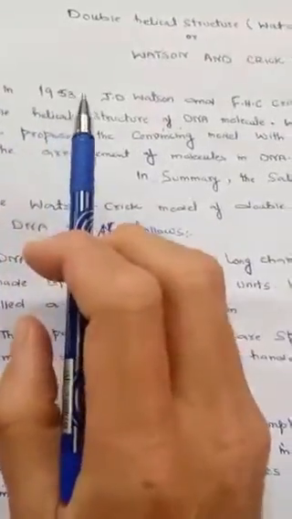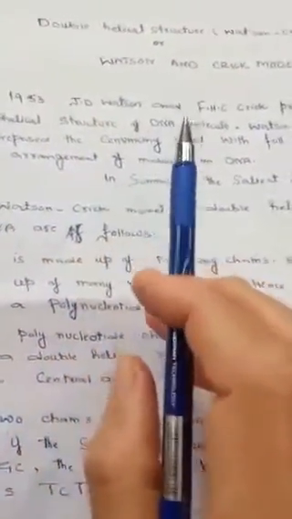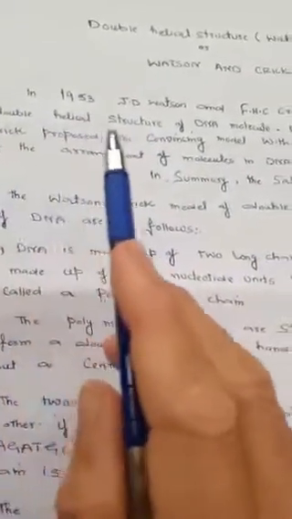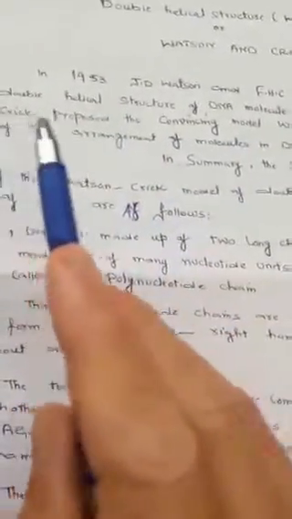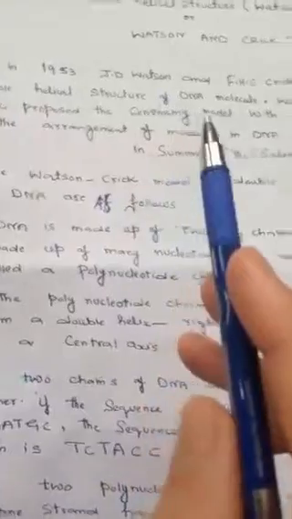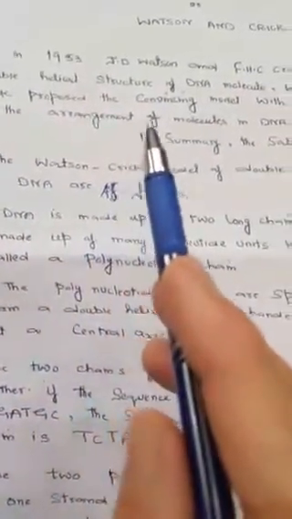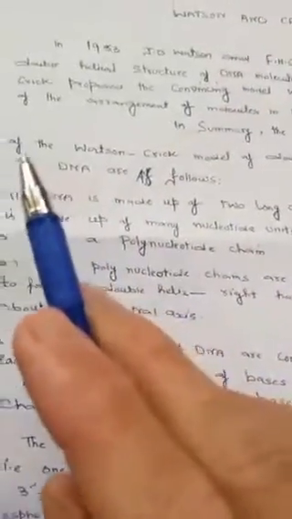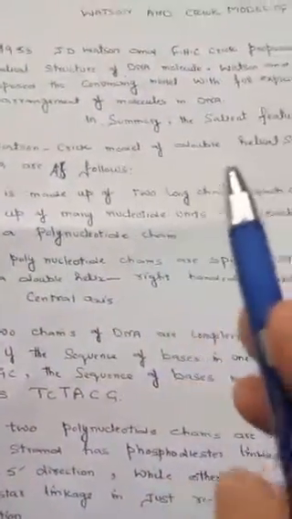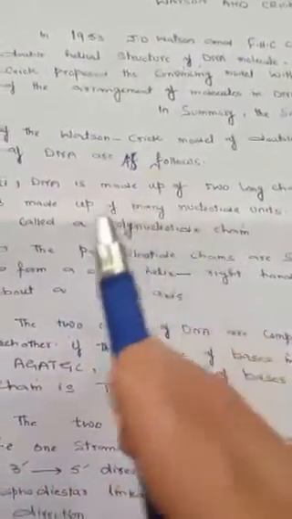In 1953, J.D. Watson and F.H.C. Crick proposed double helical structure of DNA molecule. Watson and Crick proposed the convincing model with full explanation of the arrangement of molecules in DNA. In summary, the salient features of the Watson and Crick model of double helical structure of DNA are as follows.